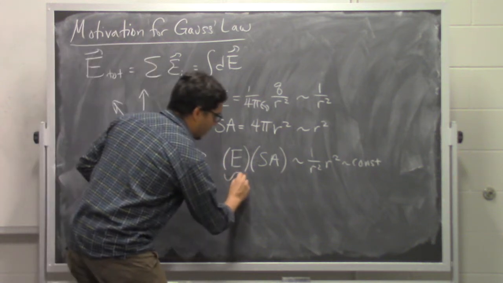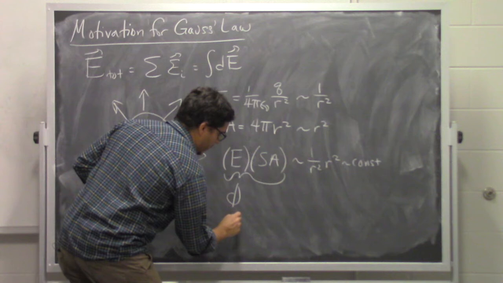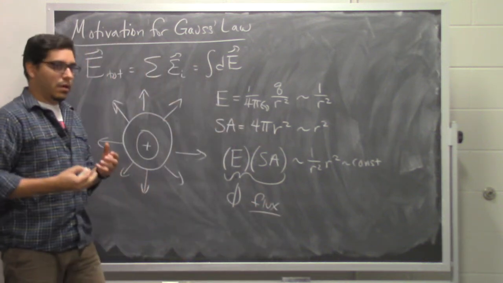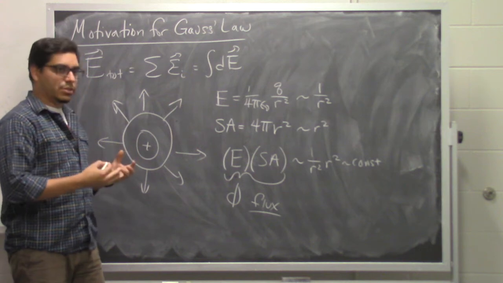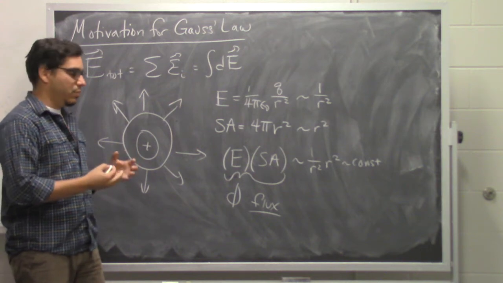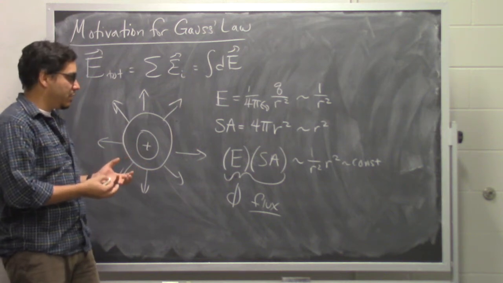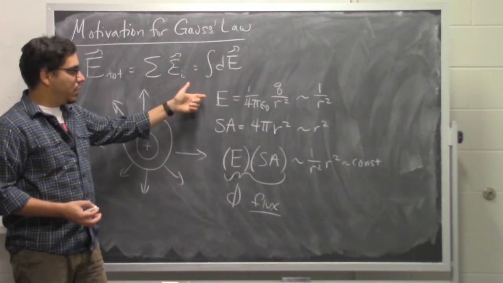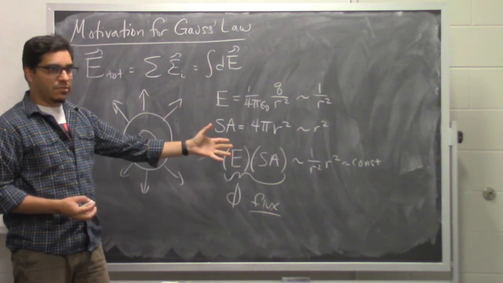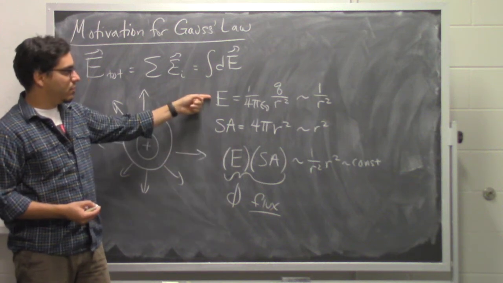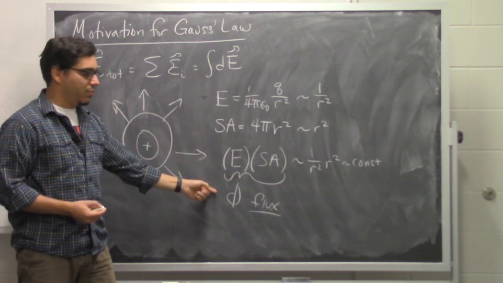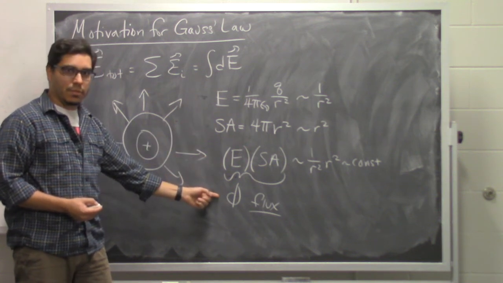This thing that we're going to talk about and we'll formalize in the next video is called the electric flux. And it tells us about how much electric field is penetrating through an invisible surface that we're going to draw around this. So the fact that we can construct a quantity that has this constancy to it, the fact that the electric field varies like 1 over r squared and the surface area varies like r squared, gives us this motivation to investigate this new quantity that we're going to call flux.